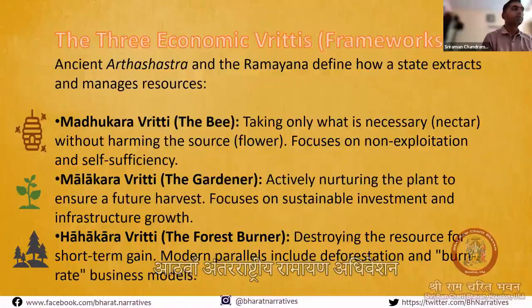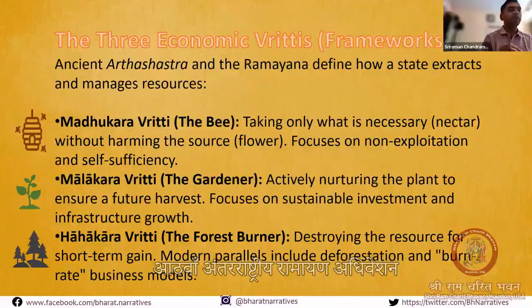Okay. So coming back to the topic, as I mentioned, we have looked at the three vrittis or the economic models that have been mentioned in the Arthashastra, and in turn, it has been referenced in various places across the Ramayana. And how we have compared it is what we are looking at. So there are three ways an economic model can exist. The first one is the Madhukara vritti, that is how a bee saves honey.